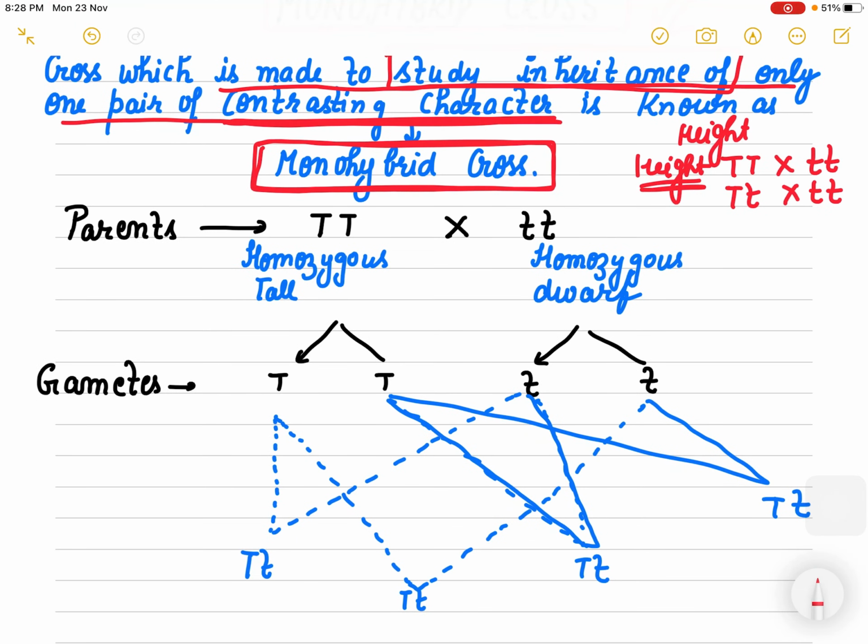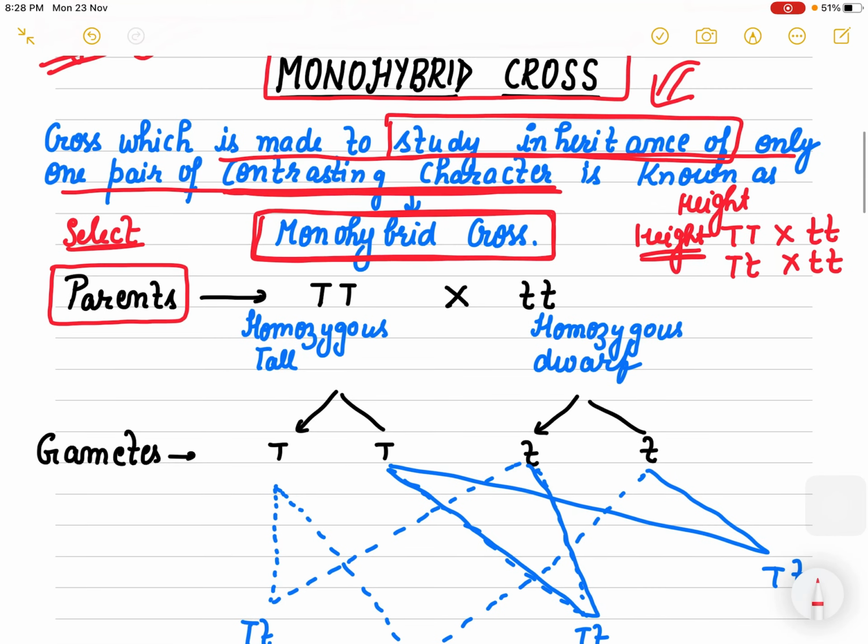Now how to make this? Now, first we are going to take our parents. We are going to select our parents in the pea plant, right? We are doing it here in pea plant definitely because Mendel performed all his study on the pea plant. So here we are taking parents as both homozygous.